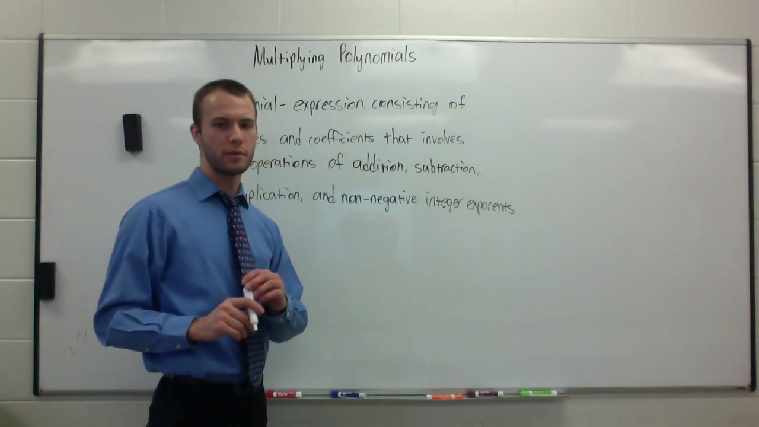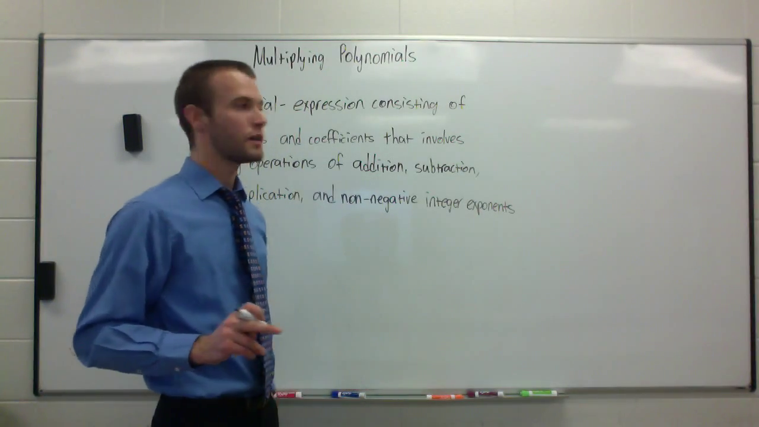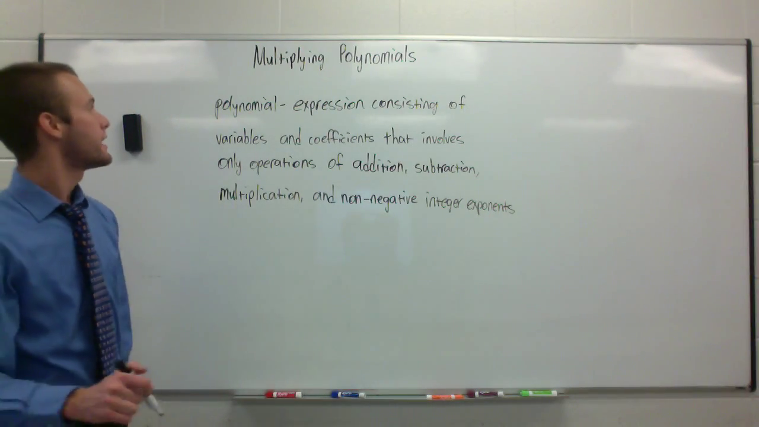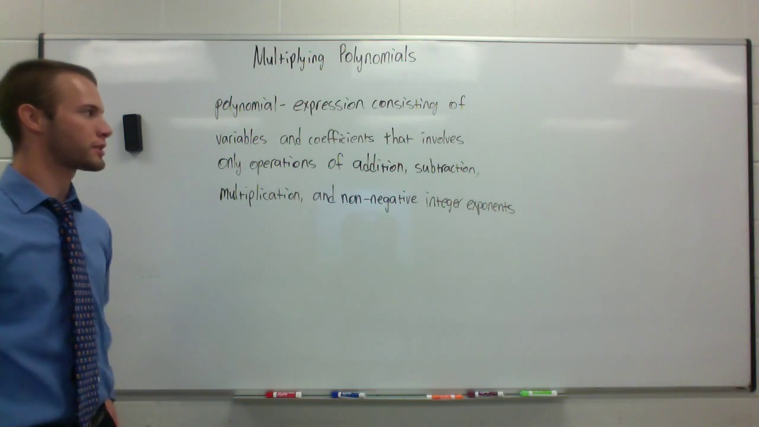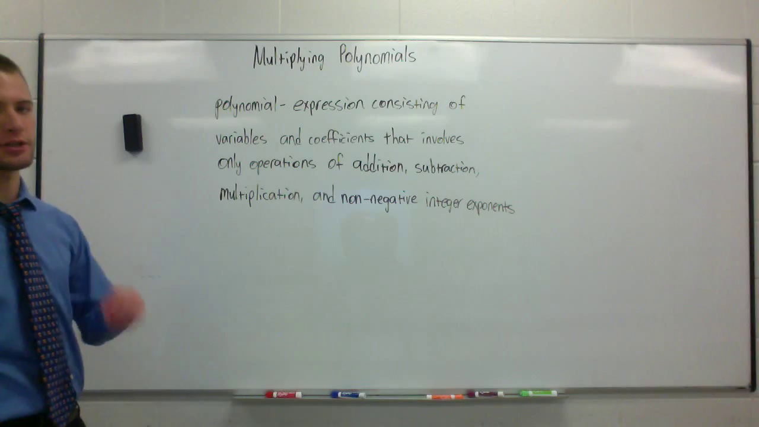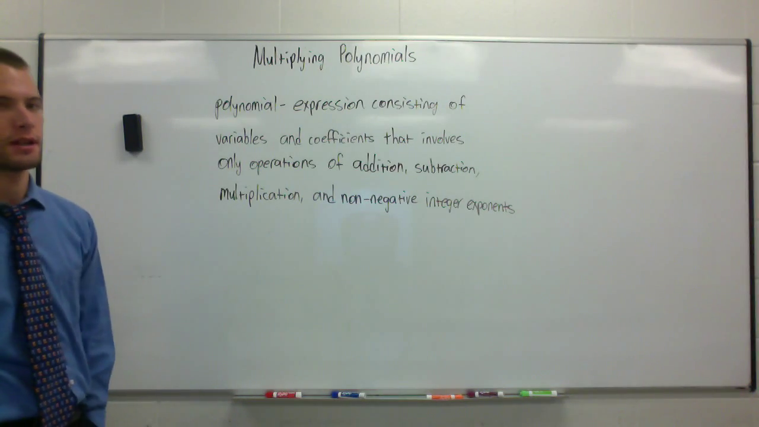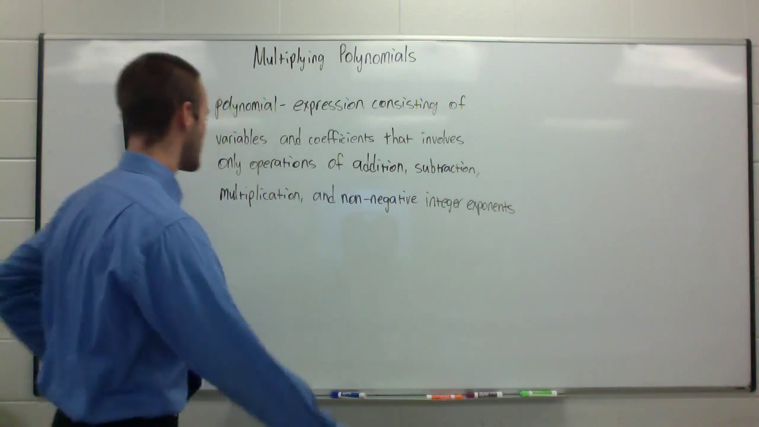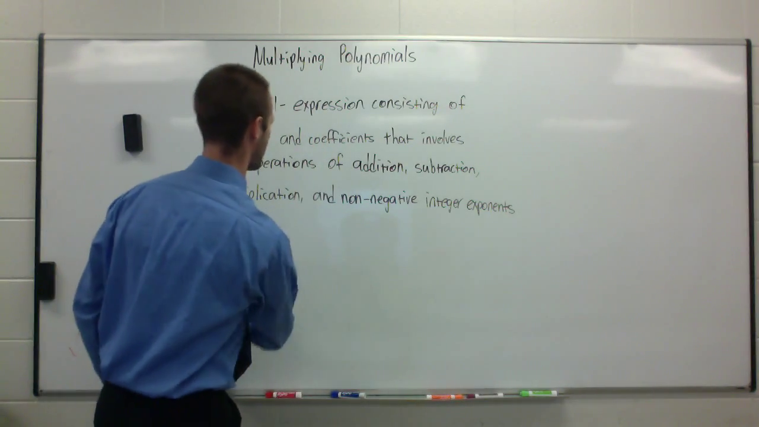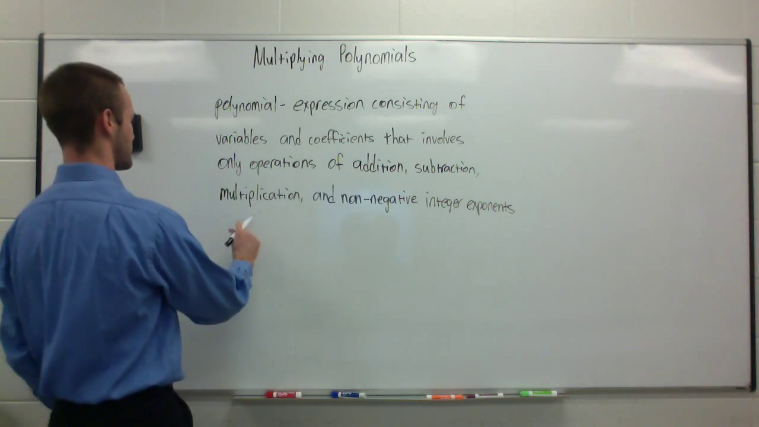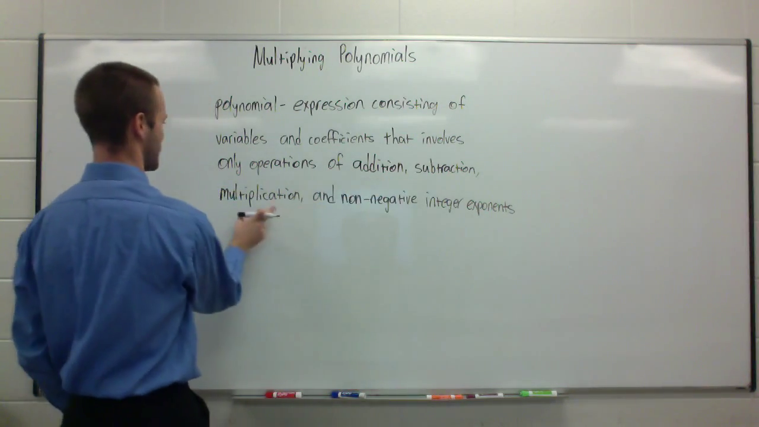So this workshop is going to be on multiplying polynomials. Now before we start, we should probably go over what the definition of a polynomial is. It's an expression consisting of variables and coefficients that involves only the operations of addition, subtraction, multiplication, and non-negative integer exponents. Now that sounds like a lot, but it won't seem so bad once you see what it is. So we have variables and coefficients and non-negative integer exponents, and we only use addition, subtraction, and multiplication.